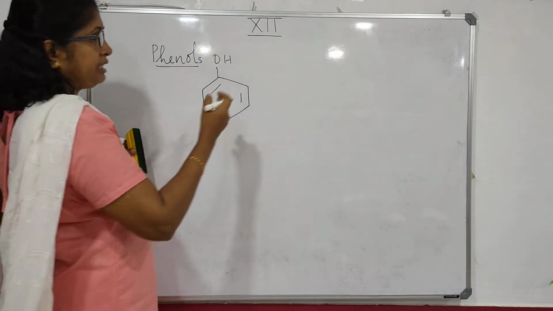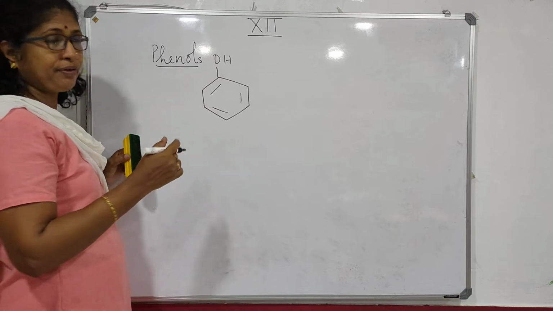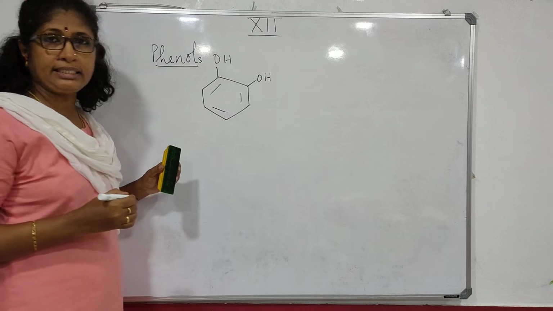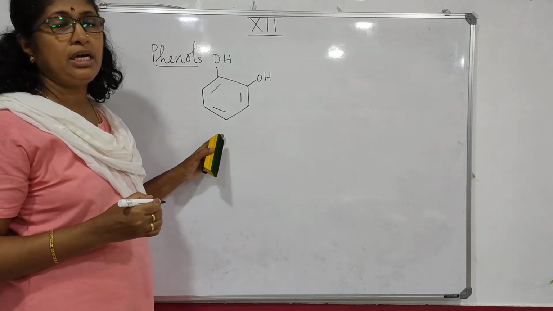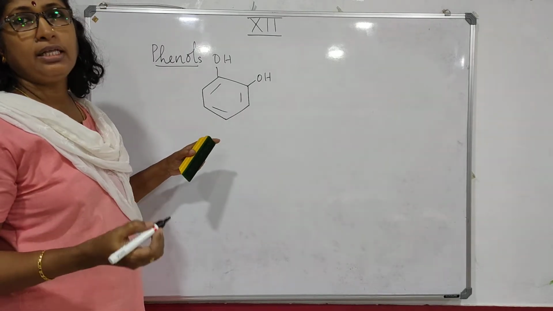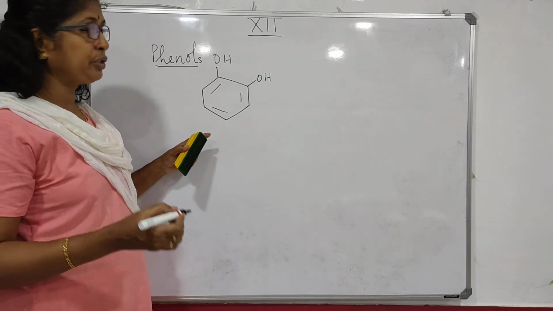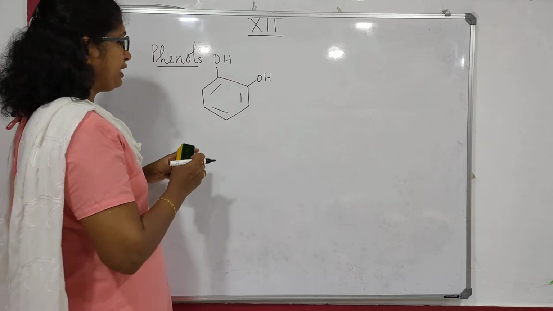Now, these types of alcohols are also of different types. If two OH groups are at the adjacent positions, the ortho positions, we call it catechol. Then if they are at the para position, we call it quinol, etc. So there are different types.